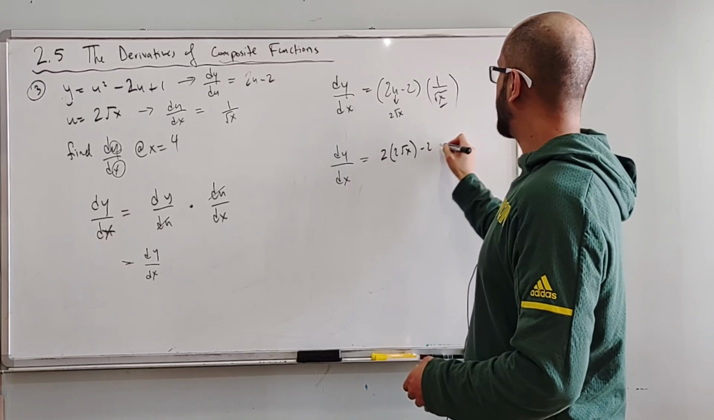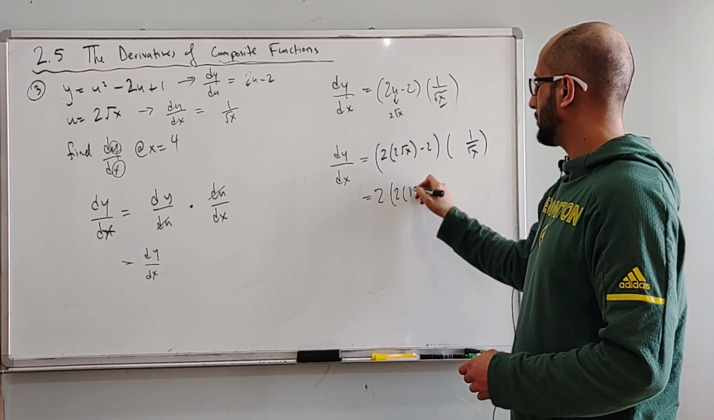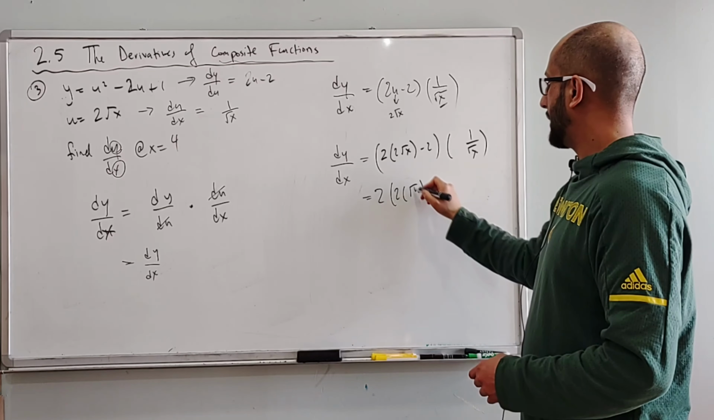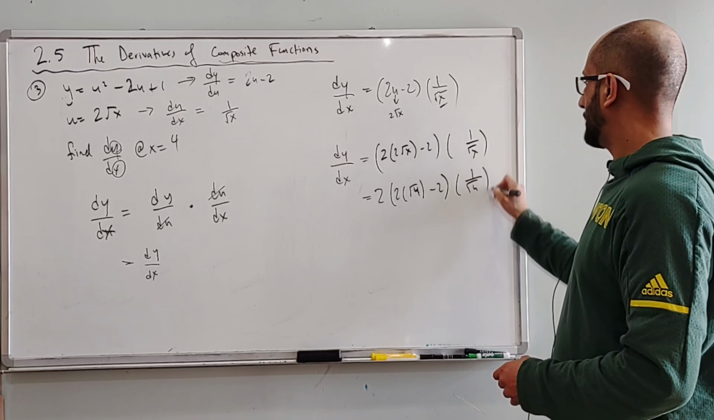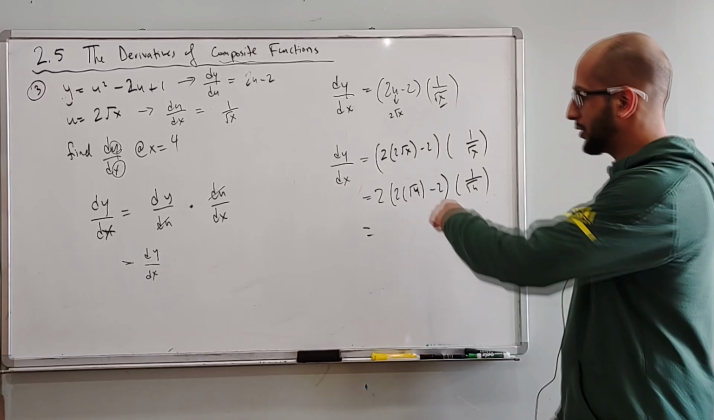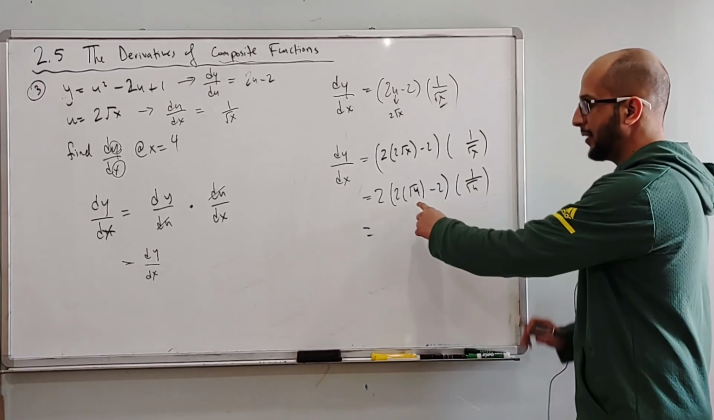We can simplify it, or we can go ahead and substitute x equals 4, which is what I'm going to do. So we have 2 times root 4 minus 2, multiplied by 1 over root 4. We have a whole bunch of 2's. 2 times 2 is 4, minus 2 is 2, times 2 is 4, multiplied by 1 over 2. The answer there will be 2. So dy over dx at x equals 4 gives me 2.